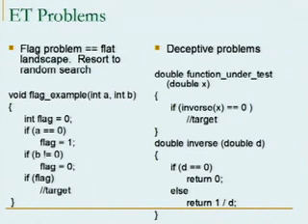There's also something else called deceptive problems. If you look at the code snippet on the right, you can see the function under test takes a parameter, and you want to get to where target is again. It says if the inverse of that equals 0, then we'll get there. Well, does anybody see the problem here?